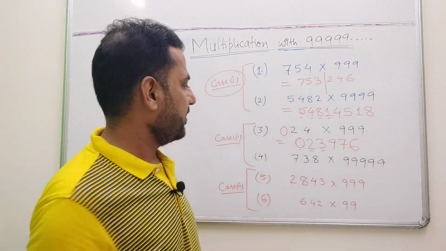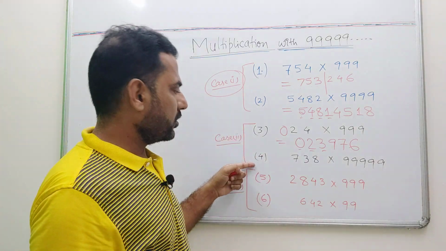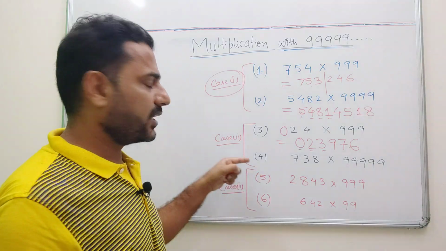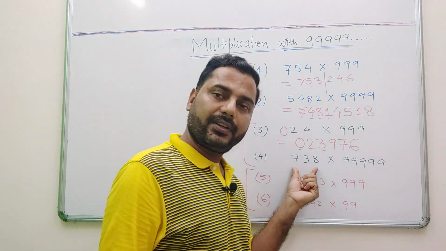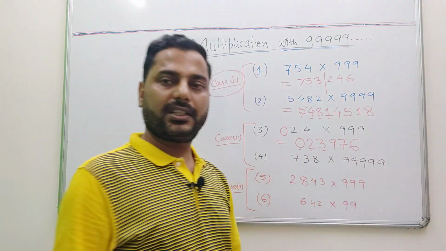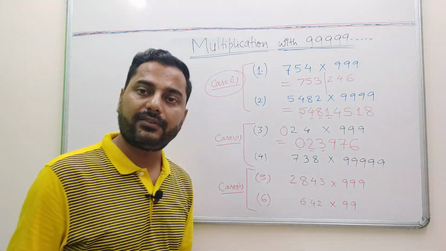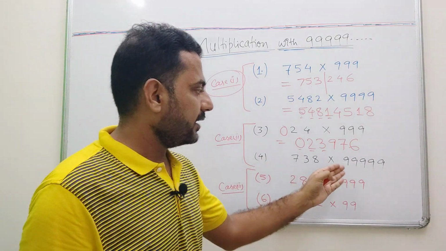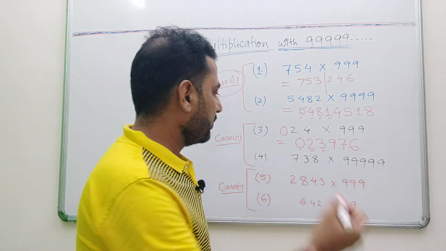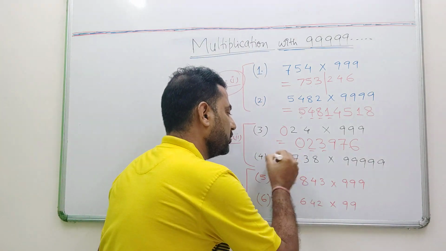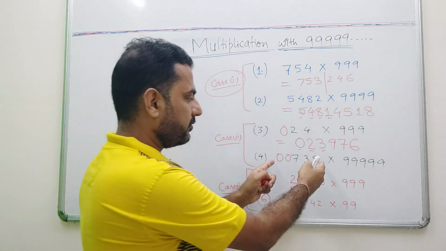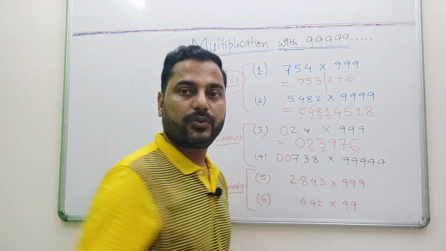Yes, I will reply. Now the fourth question is again an application of case 2, when the number of digits in the given number is less than the number of 9s given to us. In this case, this is 3 digits, right? And here we have 5 times 9. So what we have to do? We have to put 2 zeros before it to make it equal, 5 and 5 equal to each other.